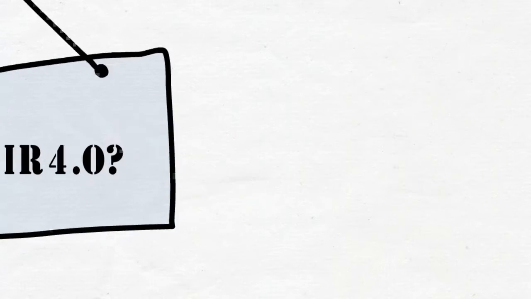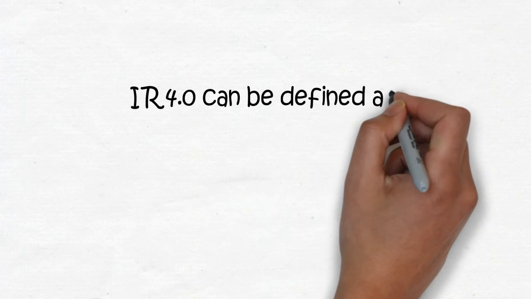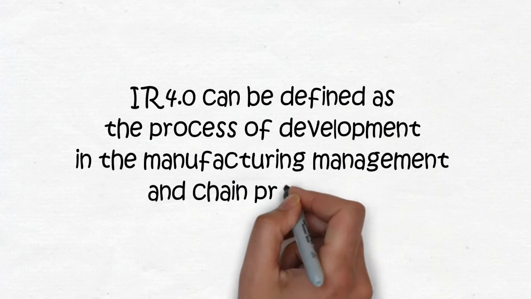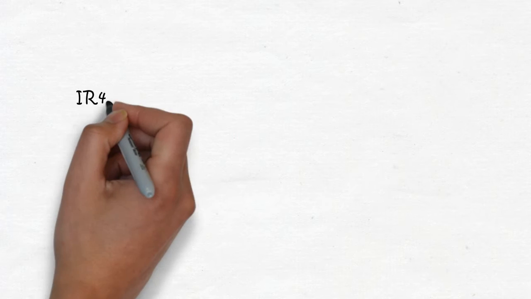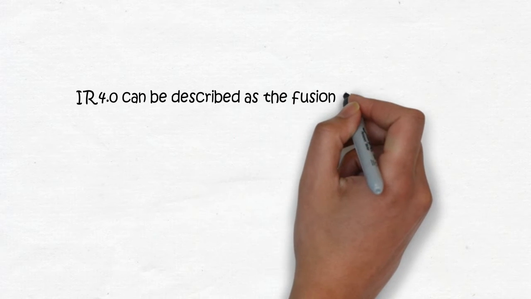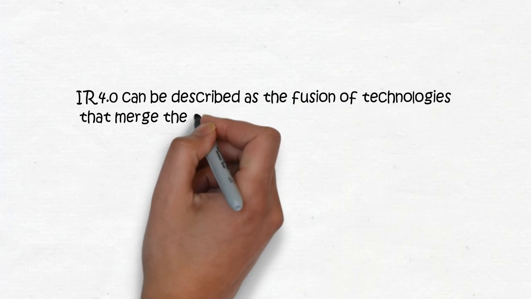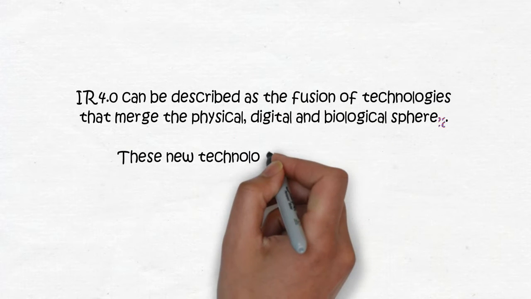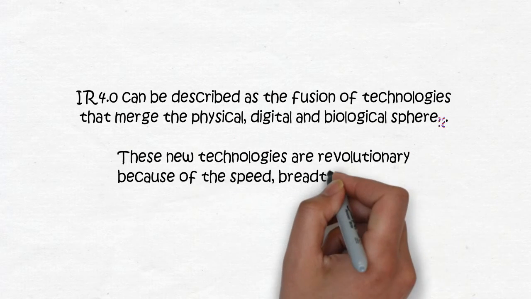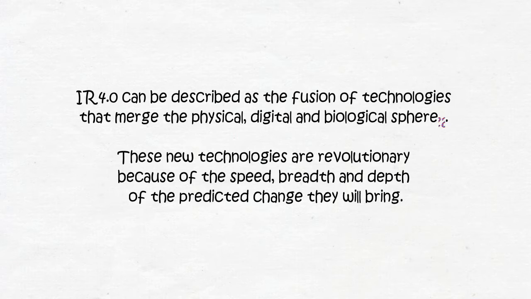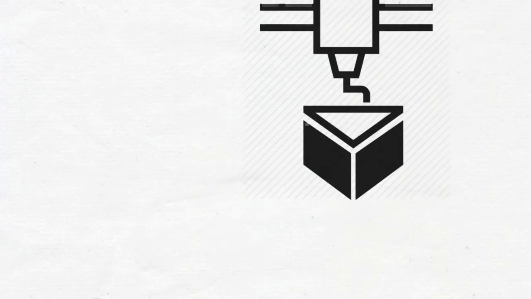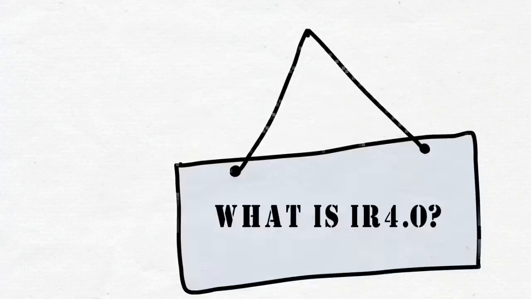What is IR 4.0? IR 4.0 can be defined as the process of development in the manufacturing management and chain production. Besides that, IR 4.0 can be described as the fusion of technologies that merge the physical, digital, and biological spheres. These new technologies are revolutionary because of the speed, breadth, and depth of the predicted change they will bring. The IR 4.0 technologies include artificial intelligence, 3D printing, autonomous vehicles, advanced robotics, and so on.